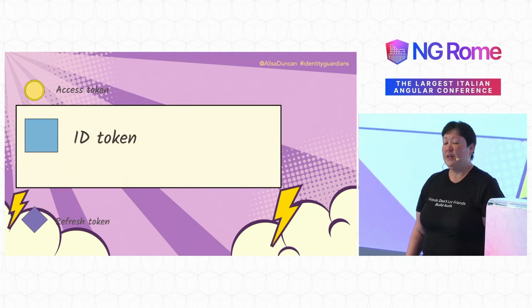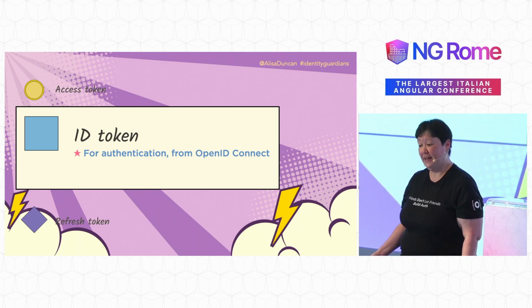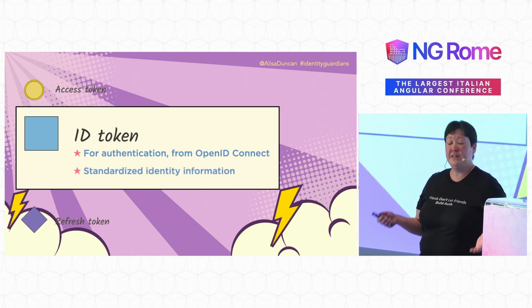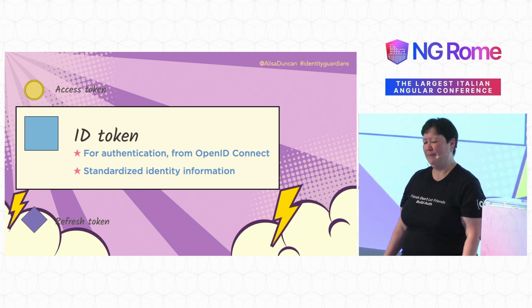The ID token is from the OpenID Connect layer, and it's for authentication and identity. And it includes standardized identity information, which totally makes sense for something named an ID token, right?